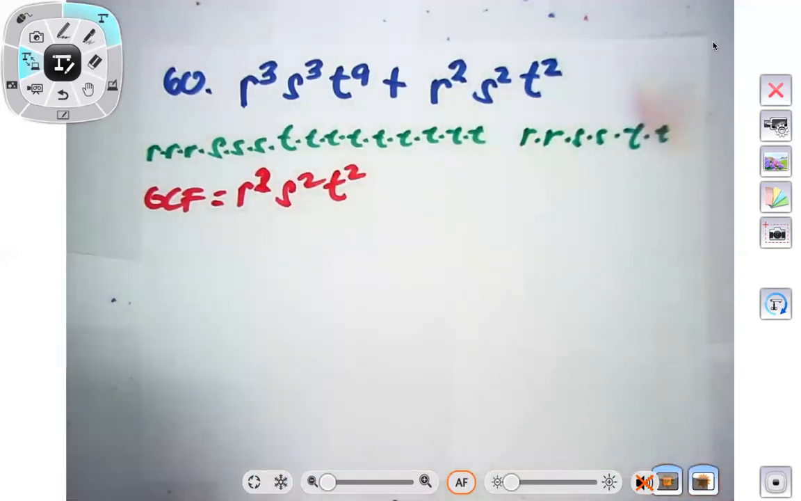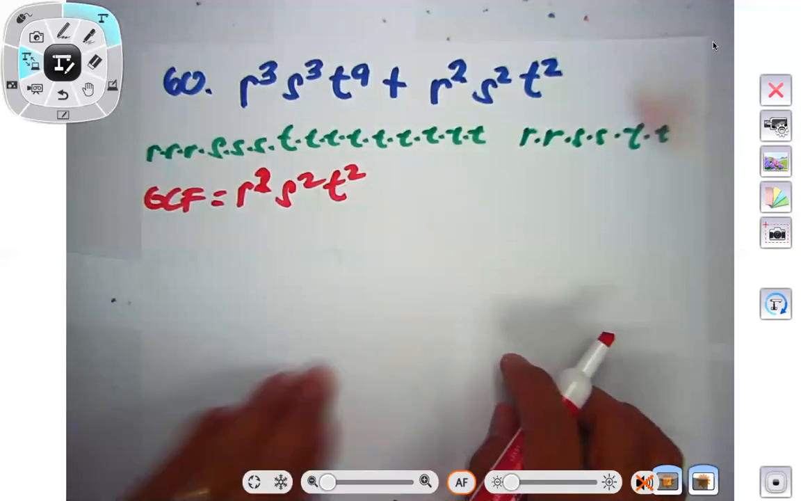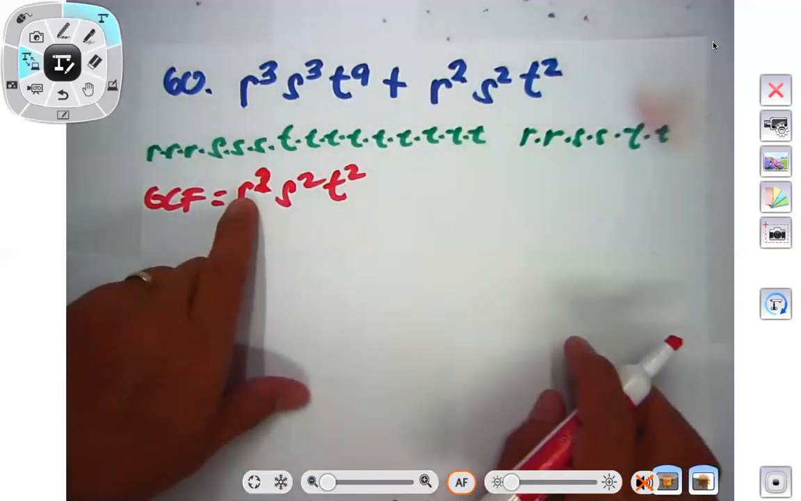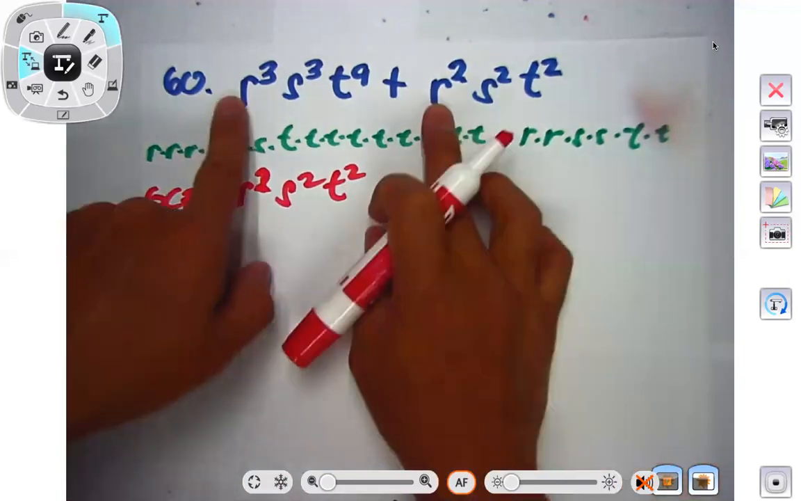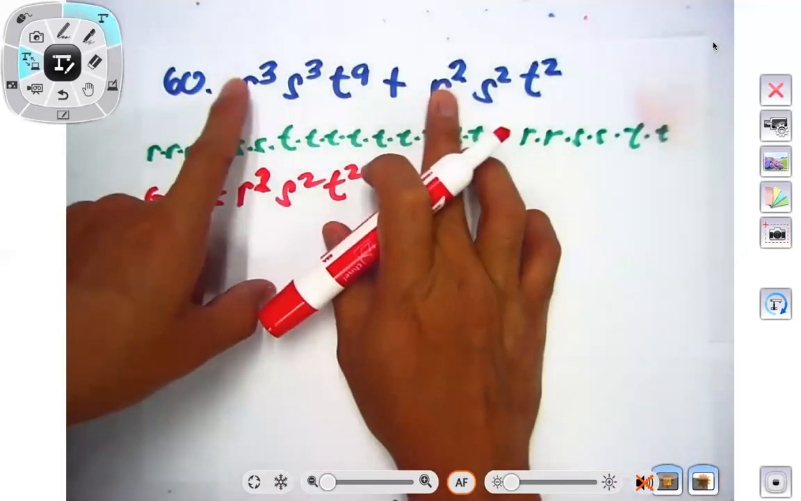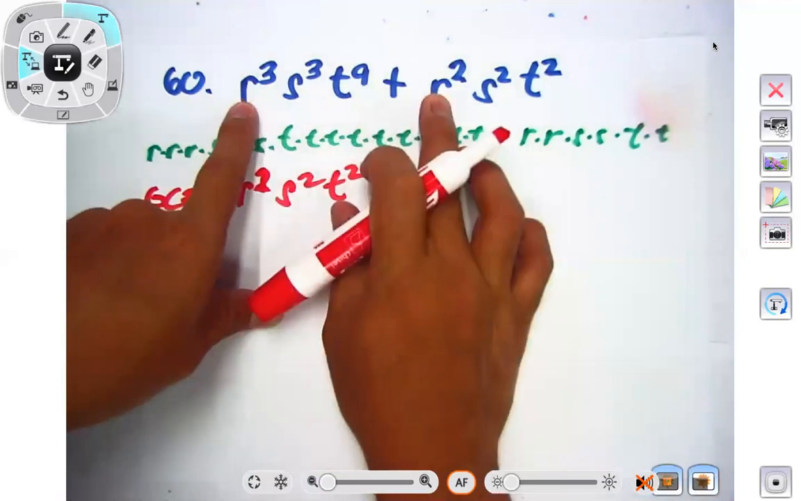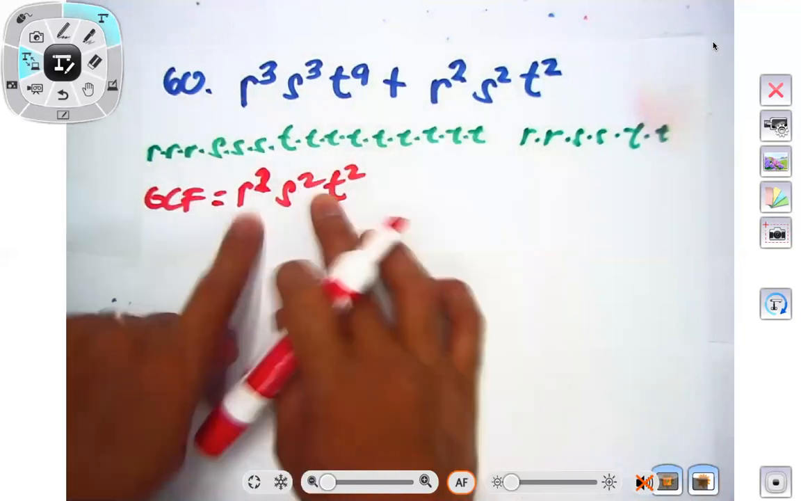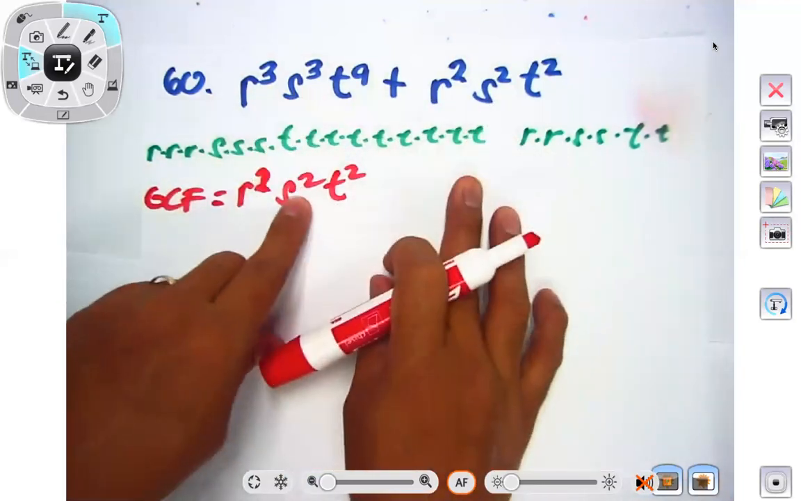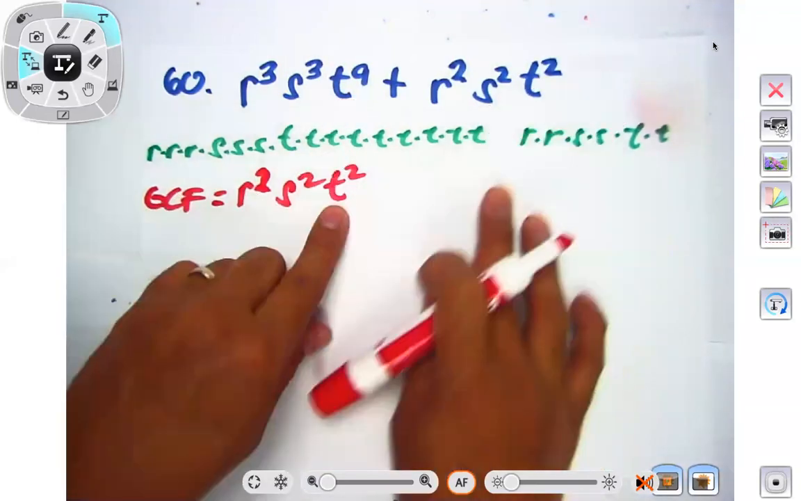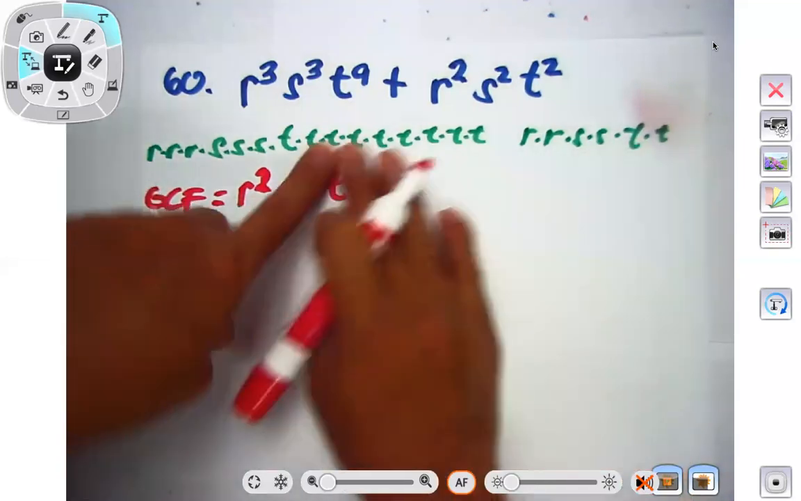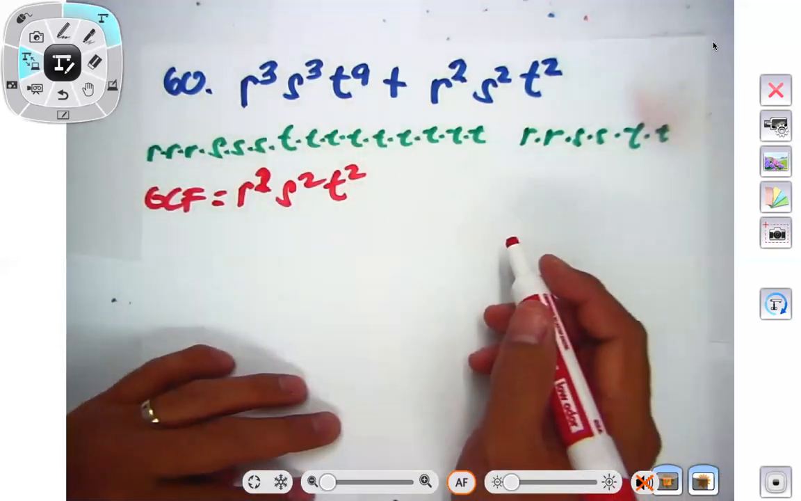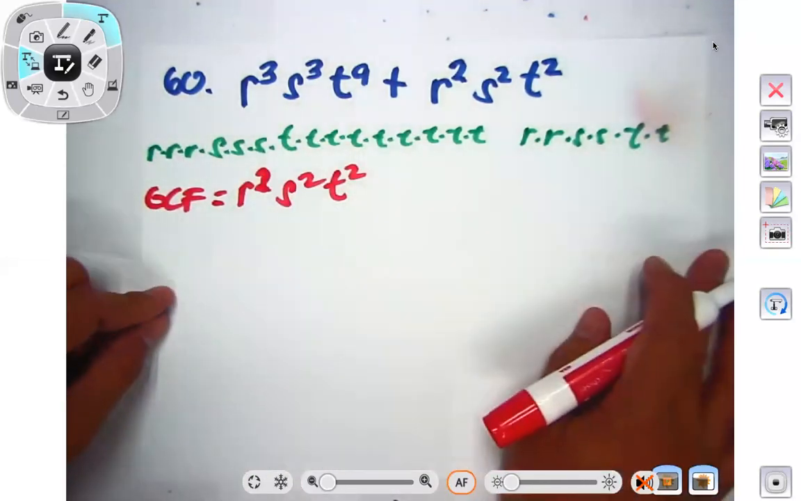Now you'll find out that your greatest common factor will just be this: r squared, s squared, t squared. So what strategy did we apply there? We simply look for the smaller power, the smallest power of them all. r cubed, r squared: r squared. s cubed and s squared: s squared. t to the 9th, t raised to 2: t squared. So that's your GCF. Now, we can show that using this expanded form by putting circles on those common.